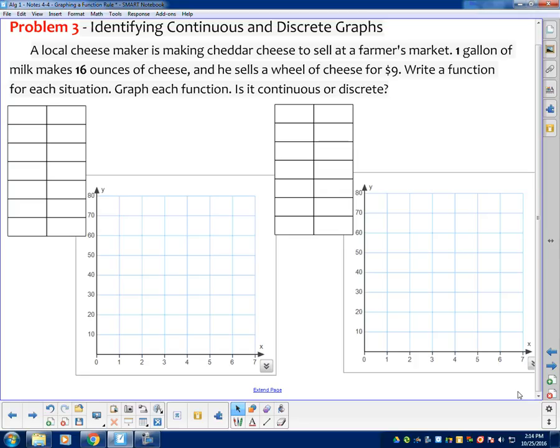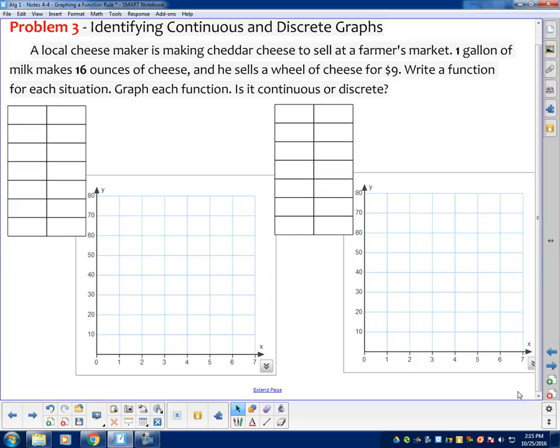Okay, a local cheesemaker is making cheddar cheese to sell at a farmer's market. One gallon of milk makes 16 ounces of cheese, and he sells a wheel of cheese for $9. Write a function for each situation. Graph each function. Is it continuous or discrete?